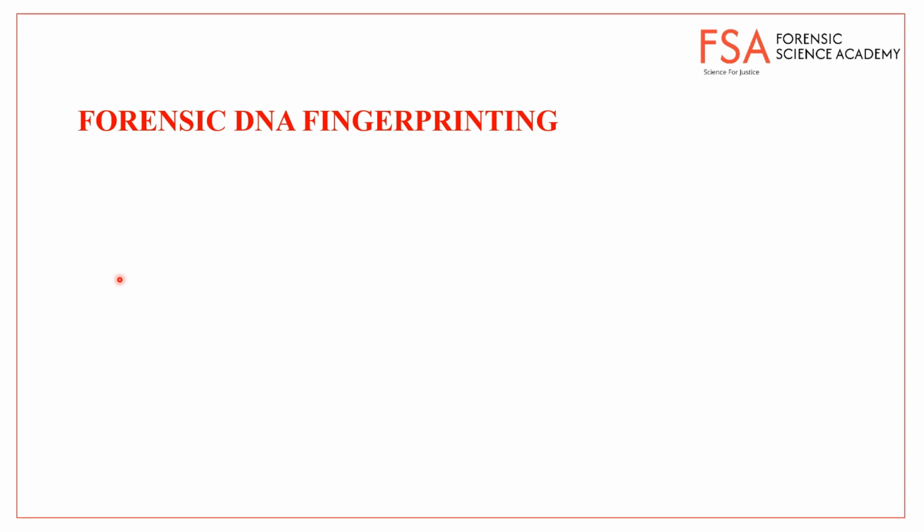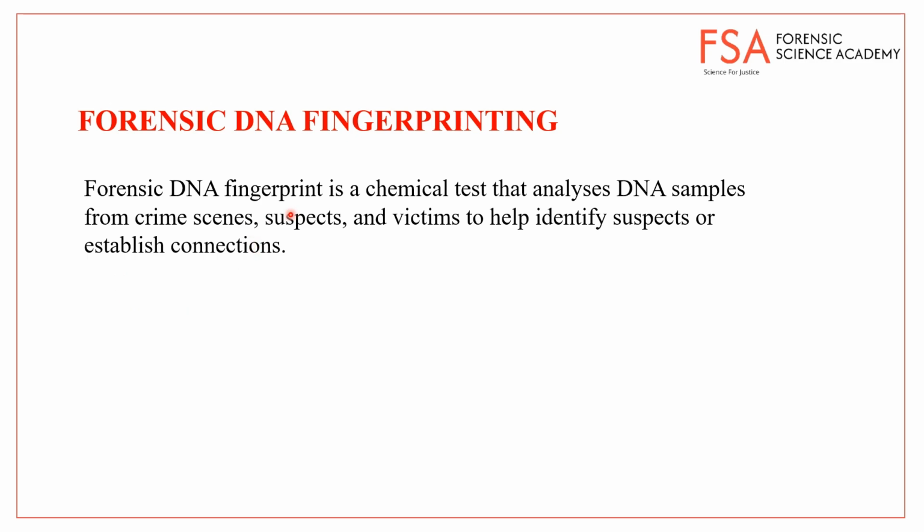Next, we have forensic DNA fingerprinting. Forensic DNA fingerprinting is a chemical test that analyzes the DNA samples from crime scenes, suspects, and victims to help identify the suspects as well as establish the connections. It is a chemical technique which involves the analysis of the DNA samples collected from the crime scenes or suspects or victims and helps to identify them with respect to the standard sample. So this is nothing but DNA fingerprinting.